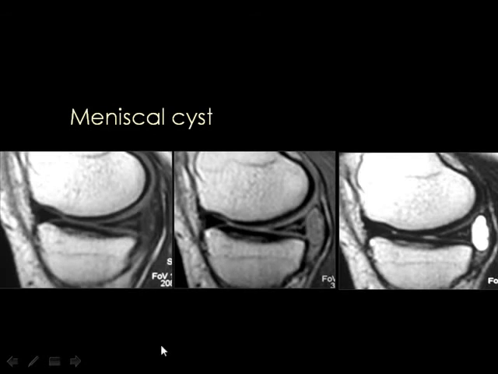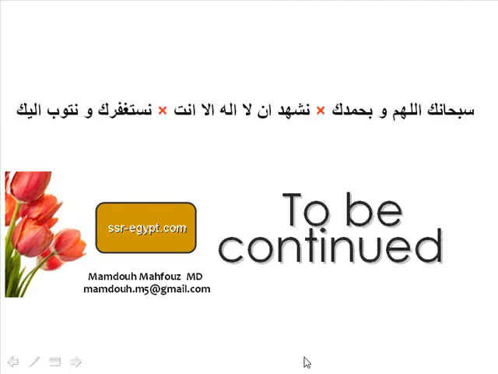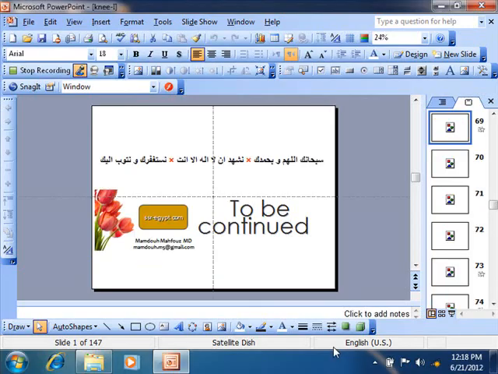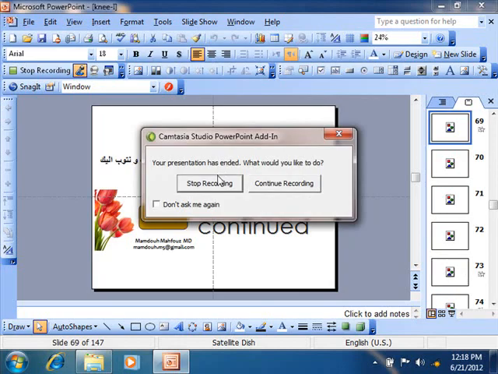Look at this example. This is the medial meniscus where a tear is present. And at the base of the meniscus, you see a collection of fluid. And the fluid is black in the T1 and is bright in the T2 weighted image. And this is what we call a meniscal cyst. Meniscal cyst. Okay?